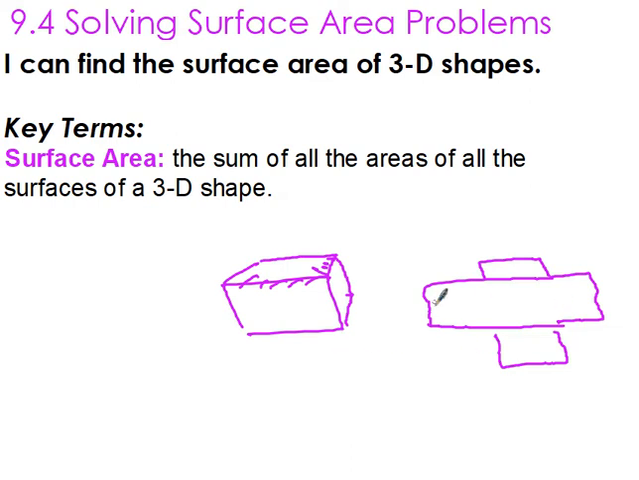Volume is when we fill it in. We want to see how much space it can hold. Surface area is just how much area is around the outside edges. So it's like taking a cardboard box, unfolding it, flattening it out so it's a two-dimensional shape flat on the ground, and taking the area of that composite figure.